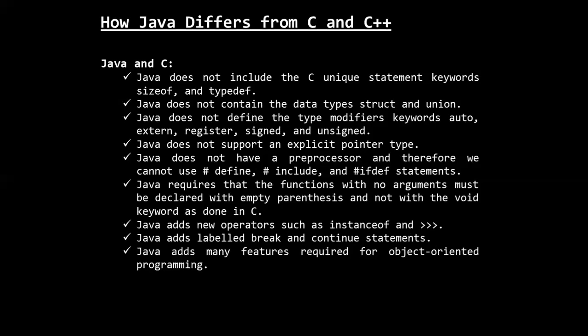Java does not support an explicit pointer type. Java does not have a preprocessor and therefore we cannot use #define, #include, and #ifdef statements. Java requires that functions with no arguments must be declared with empty parentheses and not with the void keyword as done in C. Java adds new operators such as instanceof. Java adds labeled break and continue statements. Java adds many features required for object-oriented programming.